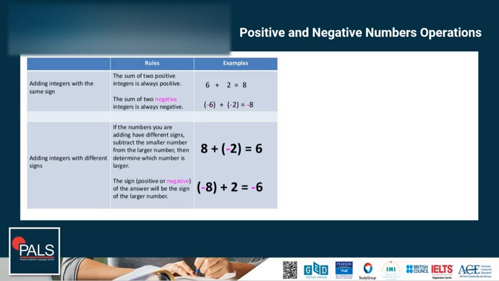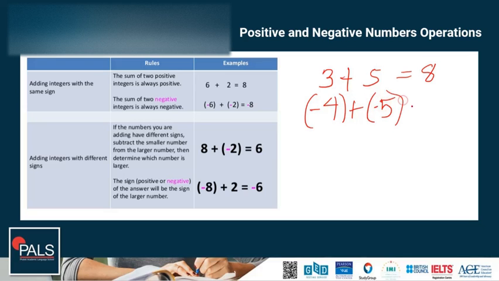Okay, let me think of a number. 3 plus 5. Okay, this is easy. This is common addition. So the answer is 8. Then minus 4 plus minus 5. Okay, again, add the number 9, then copy the sign. Okay, negative 9.